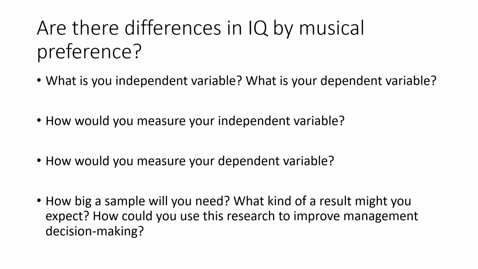And you would actually have to carry out the research to find out whether or not your suspicions or your hypotheses are confirmable. How would you use this research to improve management decision making? Again, you could simply look at whether or not musical preference predicts IQ, and if it does, then potentially you could factor that into an employee selection system, obviously being mindful of equalities legislation and ensuring that you're not breaking the law in doing so.